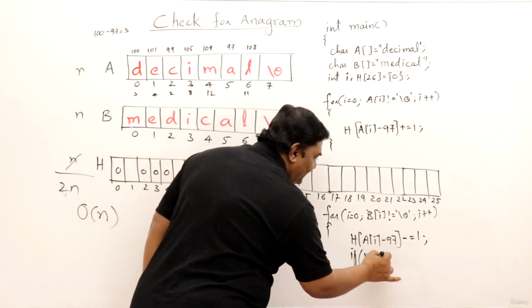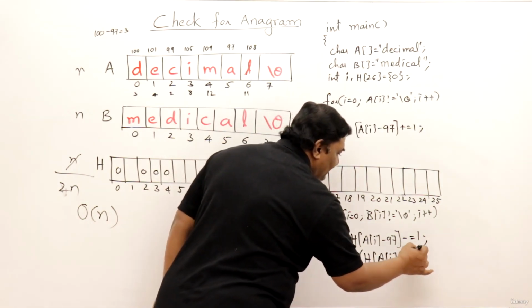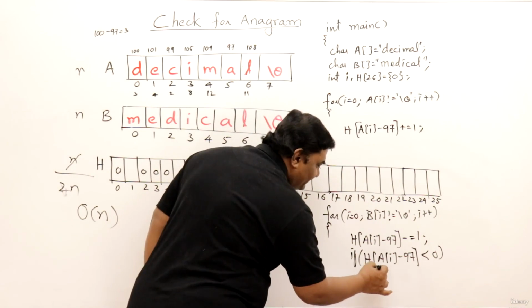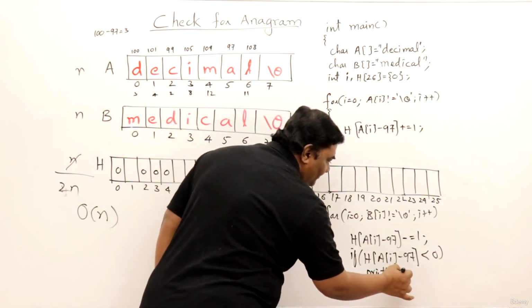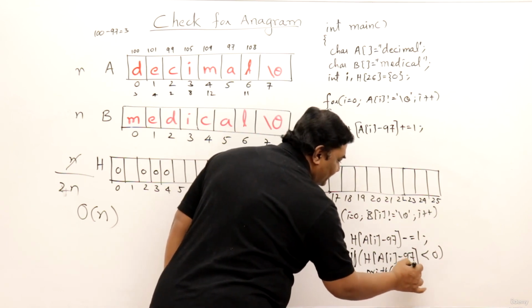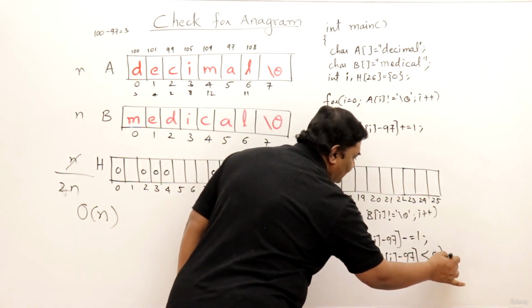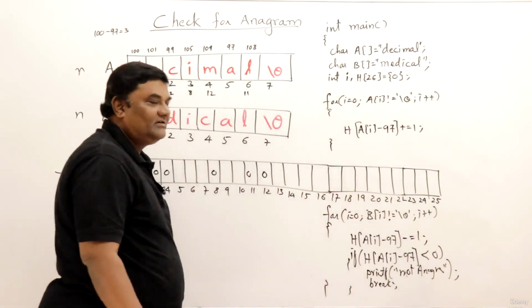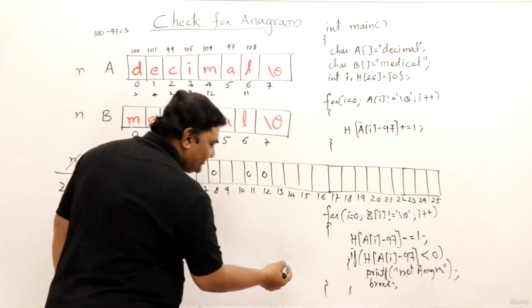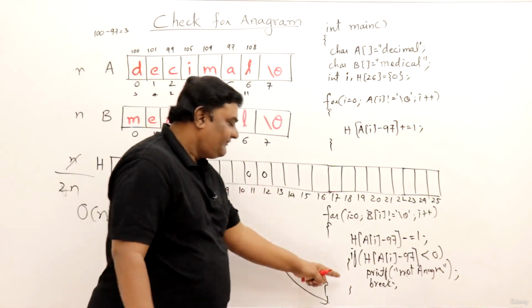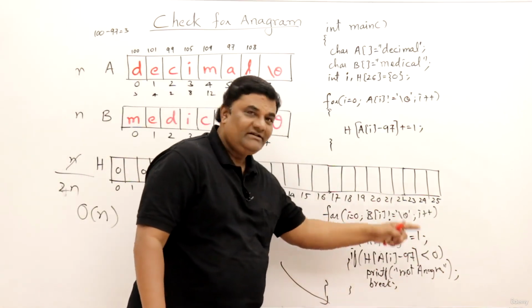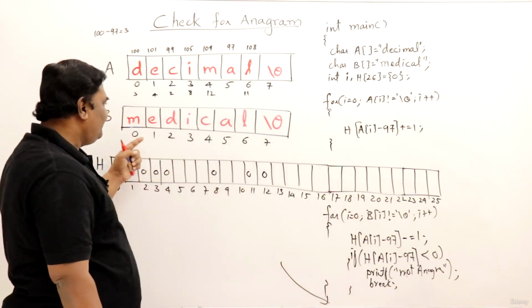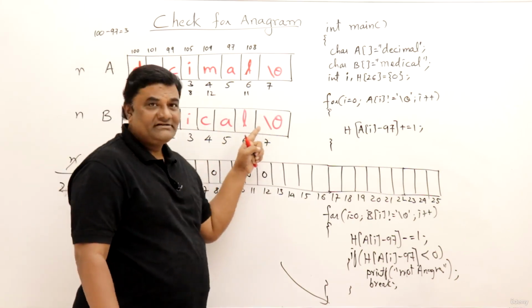If h of a of i minus 97 is less than 0, just print not anagram, and then also break, come out of this loop. Got it? Continuation, there is no space here. So if this is less than 0, then say not an anagram and come out of the loop. And if we come out of the loop, we may be coming out somewhere around any of these characters, we will not be reaching '\0'.